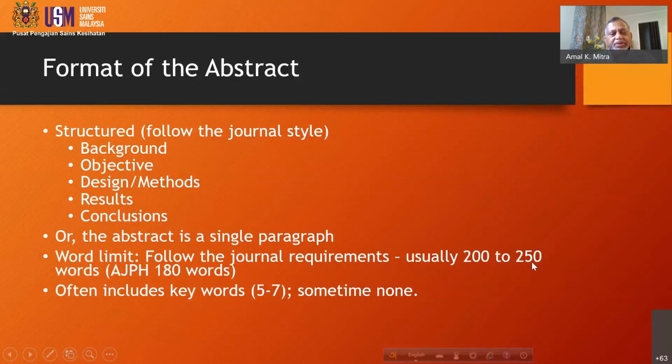Usually 200 to 250 words. American Journal of Public Health uses 180 words. Yes, you have to follow 180 words for that journal. Some journals may be just 150 words. So follow the journal style. Often, abstract includes keywords. Number of keywords varies from 5 to 7. Sometimes some journals do not accept any keywords.